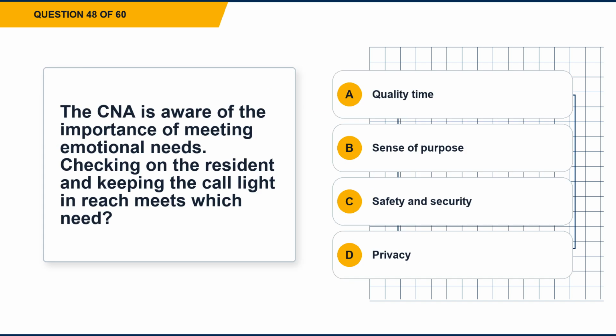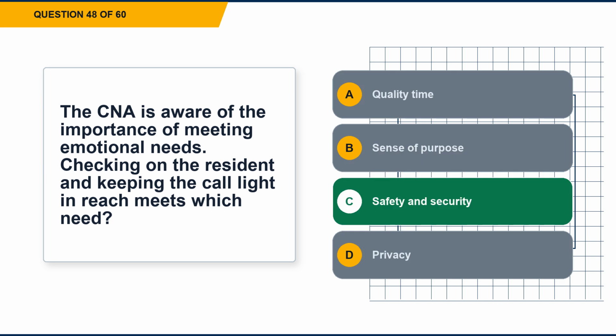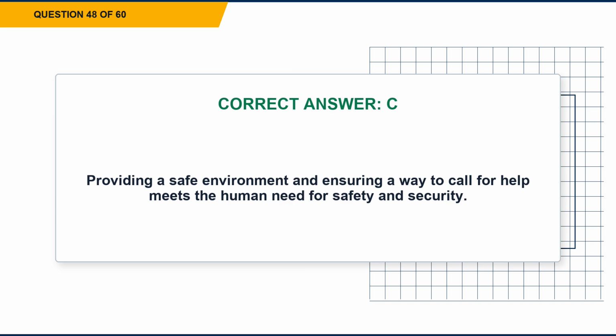Question 48. The CNA is aware of the importance of meeting emotional needs. Checking on the resident and keeping the call light within reach meets which need? Option A, quality time. Option B, sense of purpose. Option C, safety and security. Option D, privacy. The correct answer is option C, safety and security. Explanation. Providing a safe environment and ensuring a way to call for help meets the human need for safety and security.